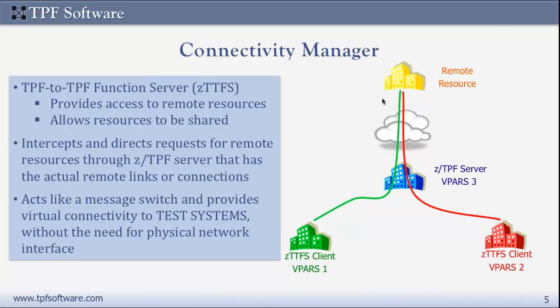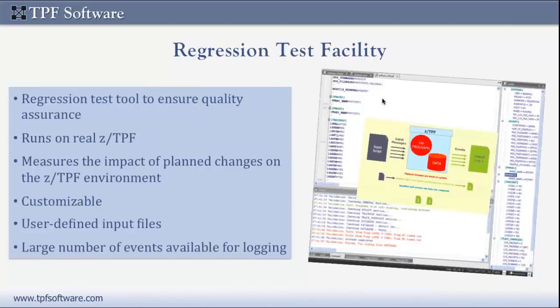The next solution is the regression test facility. This is a quality control tool. Earlier in 4.1, we had a tool called CMS TPF RTF. That tool was running on CMS TPF, which was a simulation of TPF. But here in zRTF, this tool runs on the real TPF system.